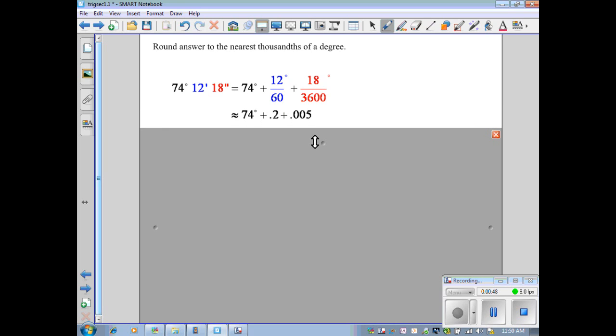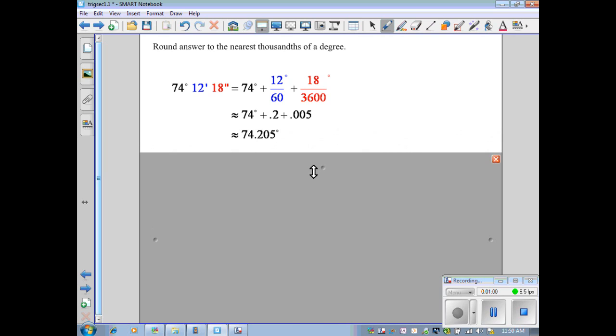When we put those into a calculator, we're going to get 74 degrees plus 12 divided by 60 is 0.2, 18 divided by 3600 is 0.005. Combining that expression, what we get is 74.205 degrees.